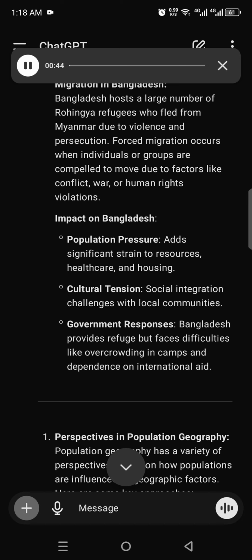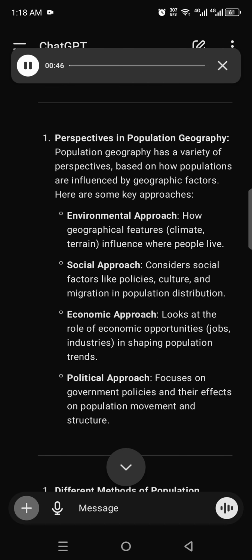7. Perspectives in population geography. Population geography has a variety of perspectives based on how populations are influenced by geographic factors. Here are some key approaches. Environmental approach: how geographical features, climate, terrain, influence where people live. Social approach: considers social factors like policies, culture, and migration in population distribution.